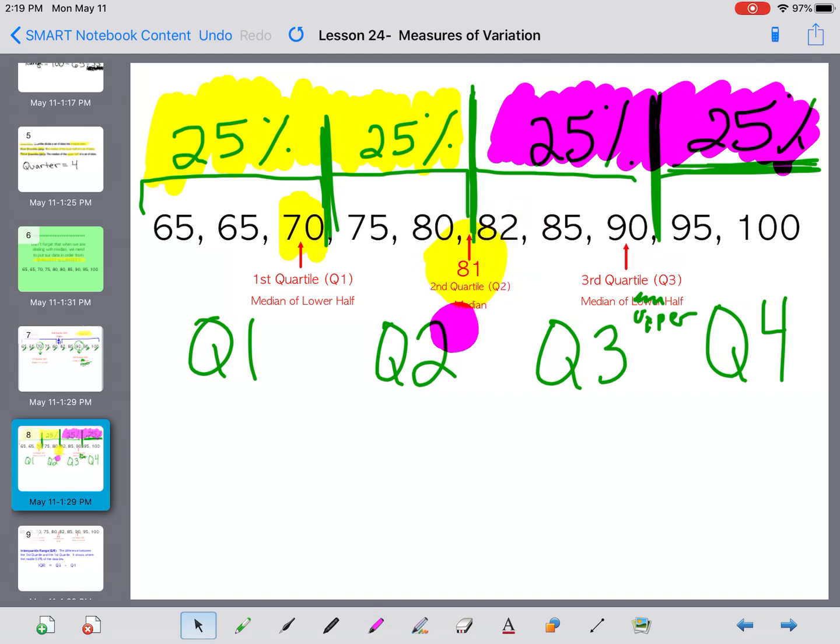So you guys, it's all about breaking our data into pieces. Quartiles are breaking it into quarters. So quartile 1, 25%. From quartile 1 to quartile 2 is another 25%. From quartile 2 to quartile 3, another 25%. And from quartile 3 to the final end, quartile 4, is another 25% of our data.